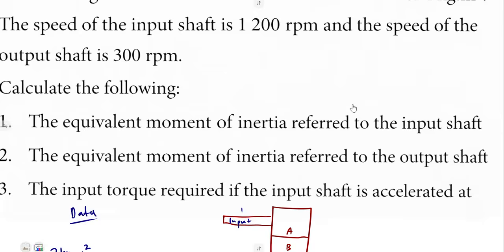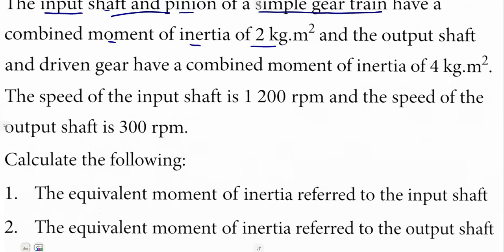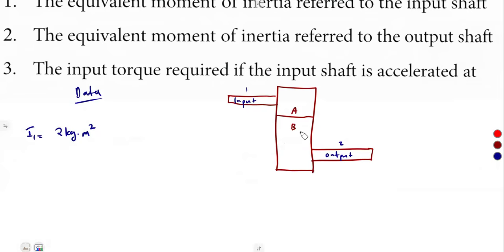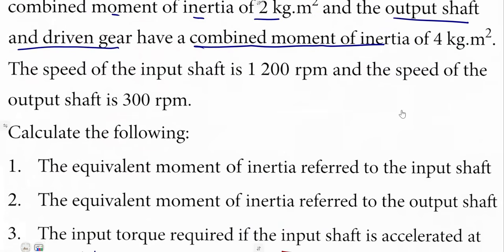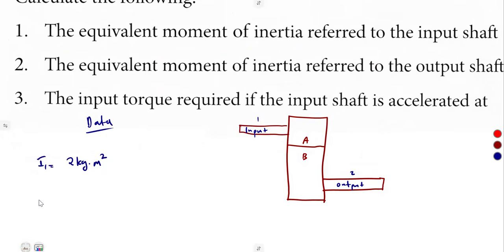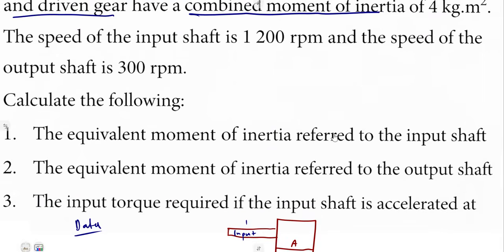And also, we are given that the output shaft and the driven gear have a combined moment of inertia together there, the driven gear B and output, everything. The moment of inertia is given as what? 4 kilogram square meters. All right, so that's I2 on the output, 4 kilogram square meters, as well as their corresponding speeds.